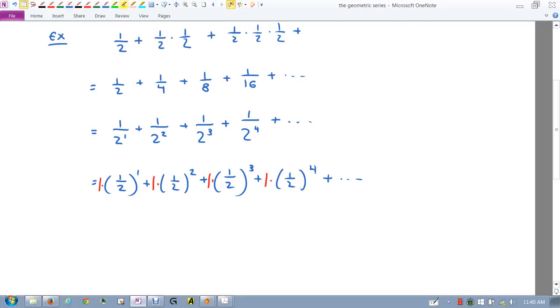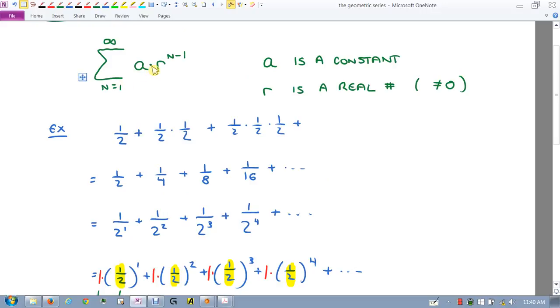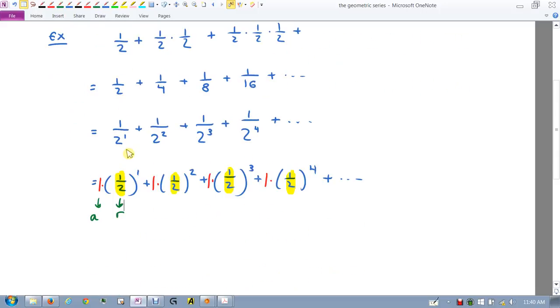And then that makes our best candidate for R to be 1/2, right? Looks like that's our R. It's looking like that's our A and that's our R. But we need our formula. We need this to work so that when we plug in 1, the first number we plug in, we get this first guy right here. When we plug in 2, we need to get this guy.